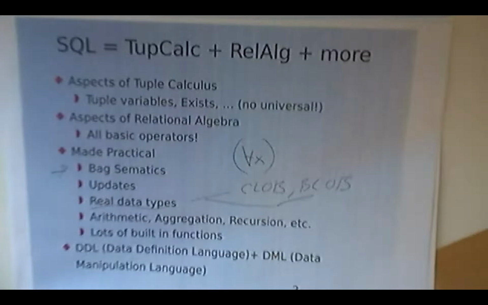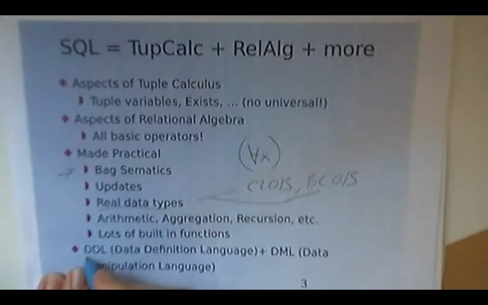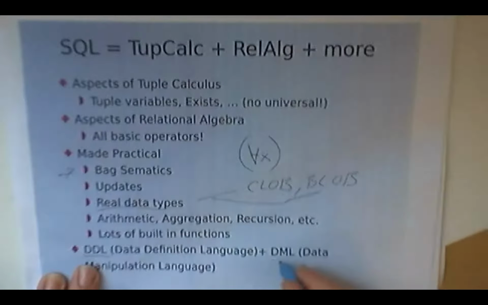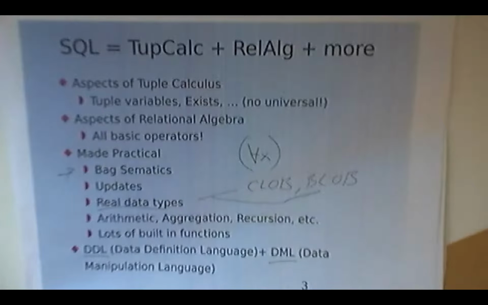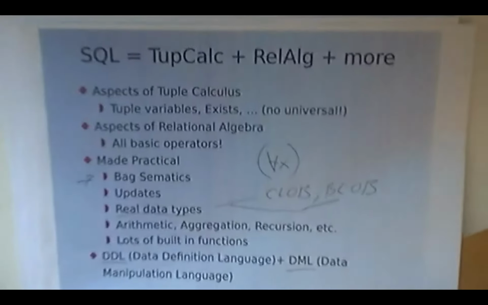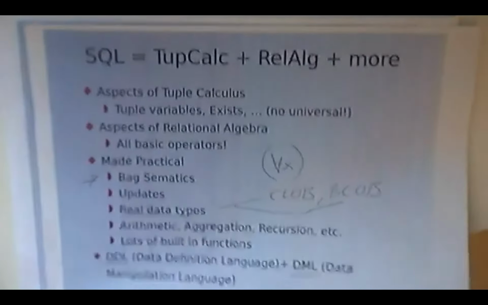All right, so you'll see these terms right here, the DDL, the data definition language, and the DML, the data manipulation language. The definition language is where we define the tables, and the manipulation language is where we do the updates, inserts, selects, and deletes. Okay, so I hope that's clear.